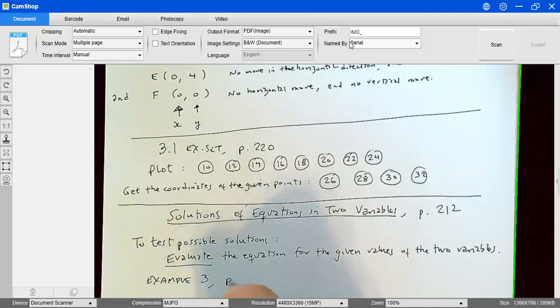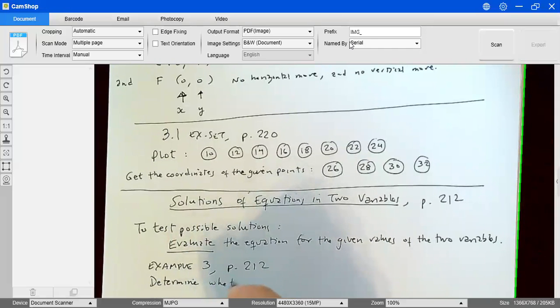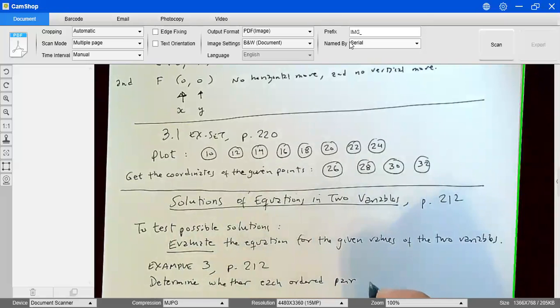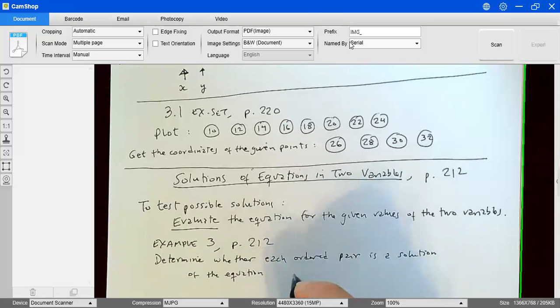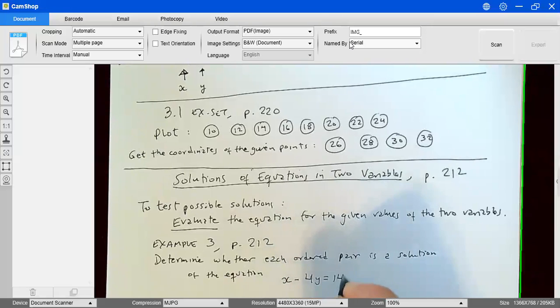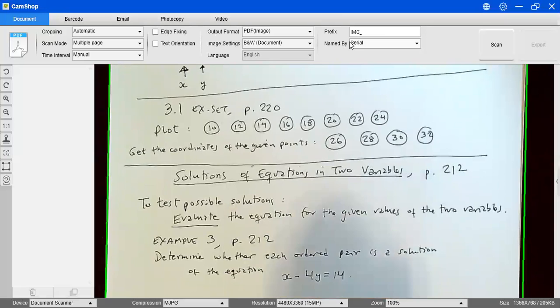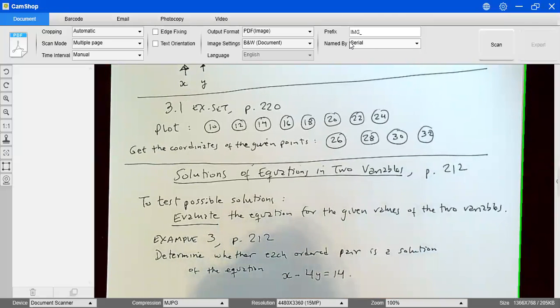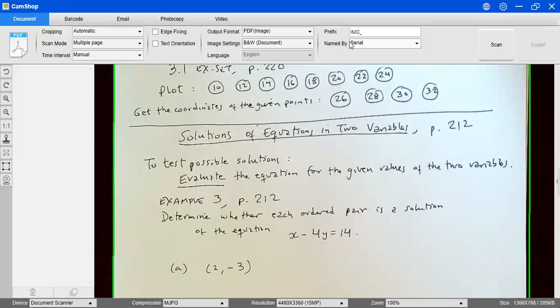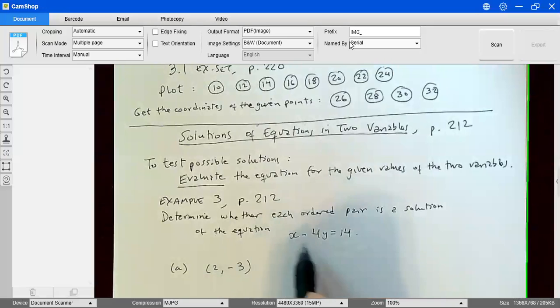Example 3 is on page 212, and the problem says that we're going to determine whether each ordered pair is a solution of the equation x minus 4y equals 14. So this is the given equation. This is the linear equation. And we want to know whether, for example, (2, 3) is a possible solution. So we want to know whether this ordered pair is a solution for this equation.